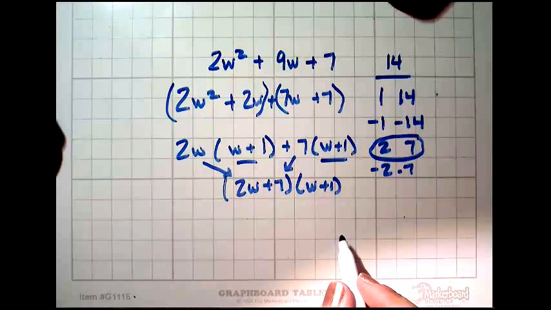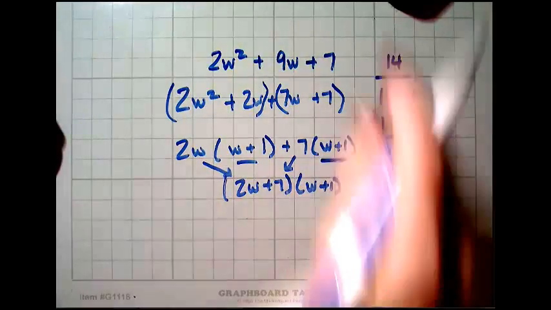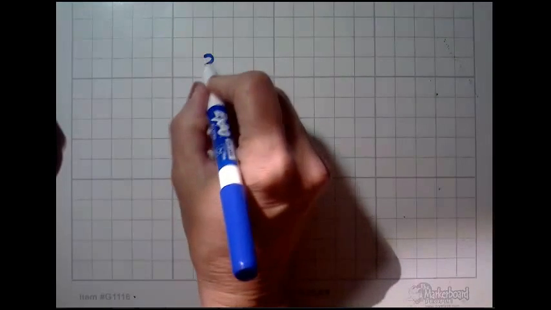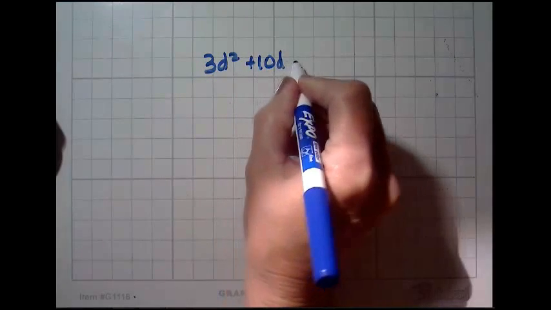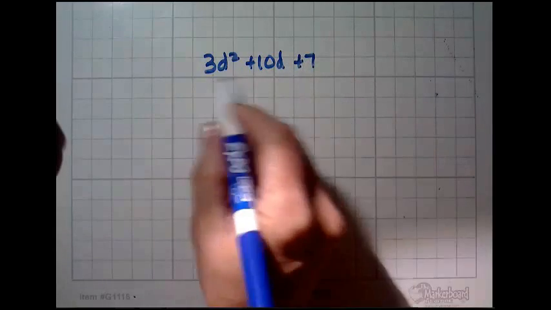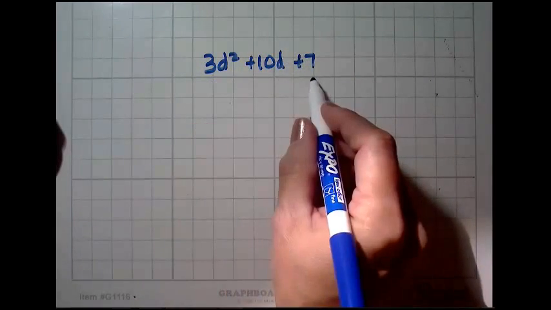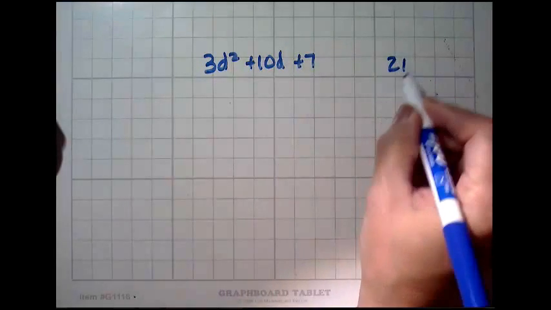More practice, the more you practice, the better you're going to be at this. So you want to practice, practice, practice as much as you can. Let's do another one. 3d squared plus 10d plus 7. Again, that's not 1, so I'm going to multiply those together. I'm going to look for the factors of 21.